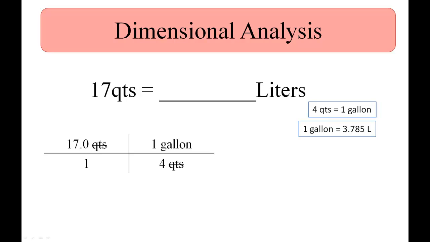Now I've got my units in gallons, but my answer wants it in liters. So I'm going to do one more train track, and that would be the 3.785 liters is equal to 1 gallon. Notice the gallons are on opposite sides, and all of the units have canceled out except for liters, which is what we want in our answer. So now let's look at the math. I start with 17.0. I divide by 1. I multiply by 1. I divide by 4. I multiply by 3.785. And I divide by 1. That gives me an answer of 16.1 liters.